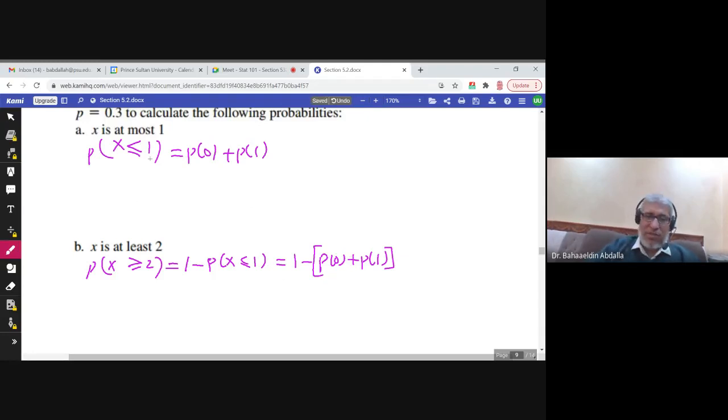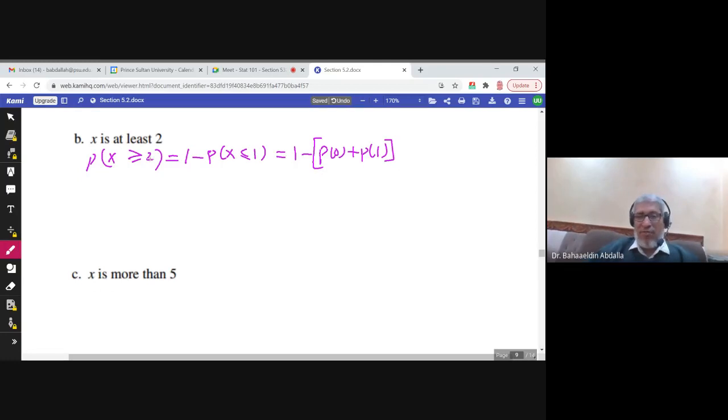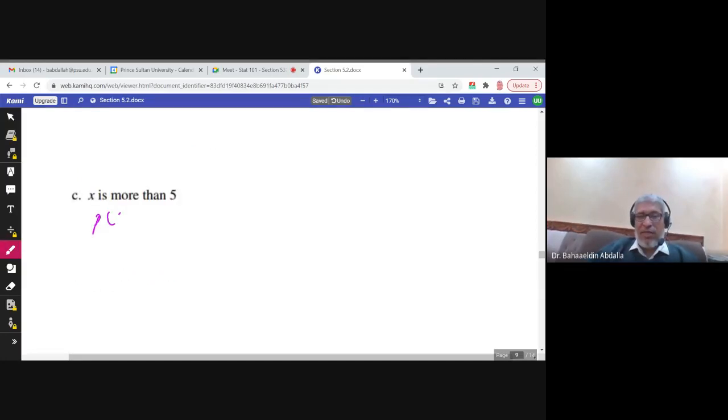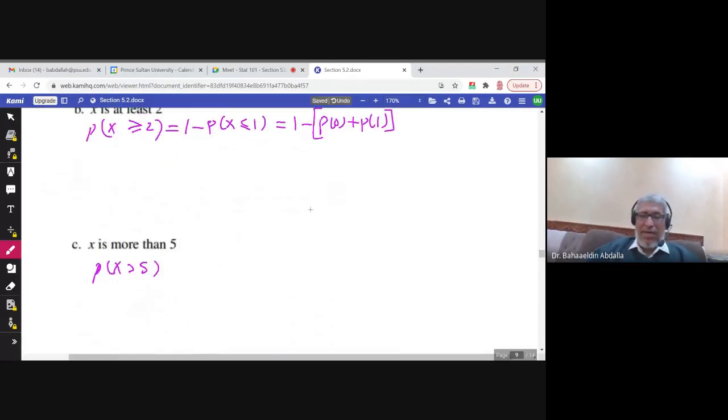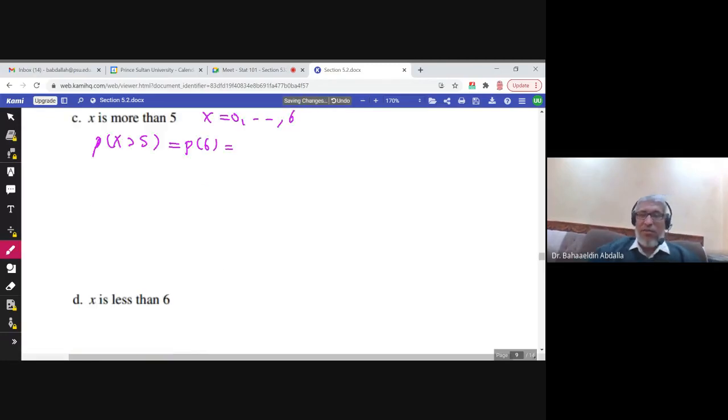the complement of this. More than 5, I need the probability of x greater than 5. You can see x runs from where to where, n is 6. So x is from 0 to 6. So he is asking actually about the probability of 6 only. So use the binomial formula once and find the probability.